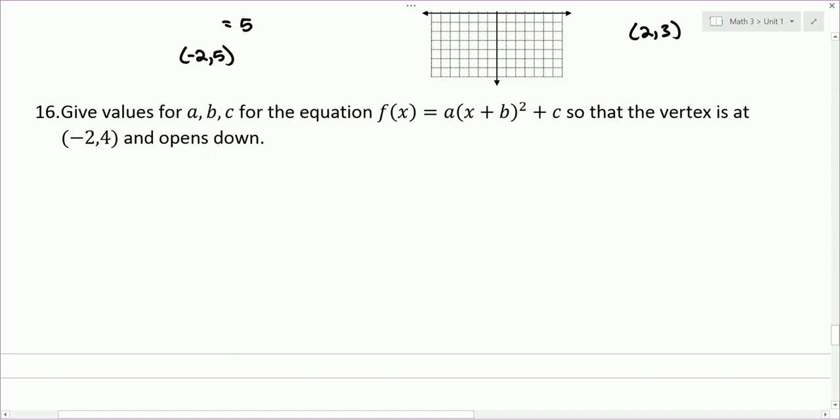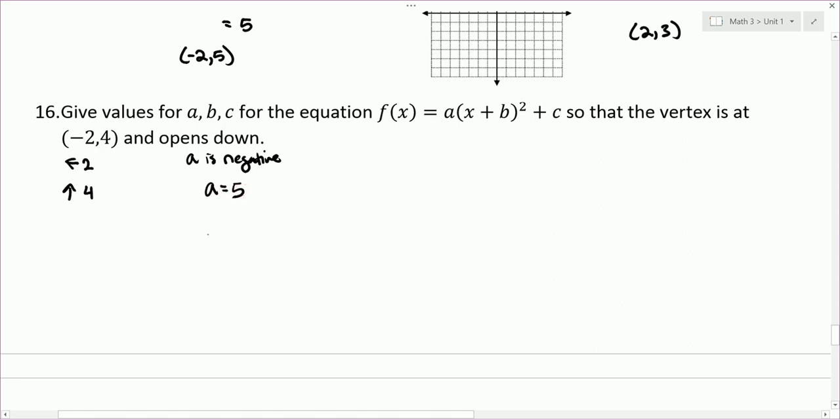So in order for it to open down, we need a to be negative. For our vertex to go through -2, 4, we're going to have a translation from the parent graph. Left 2 units, up 4 units. Okay, so a is negative. We get to pick any negative number we want. Let's pick -5.